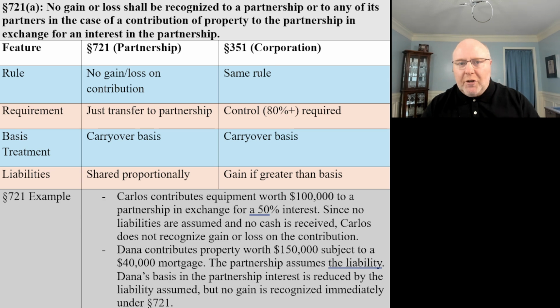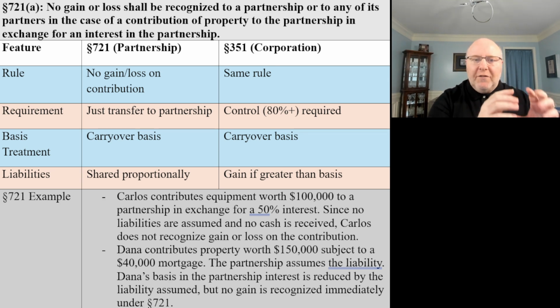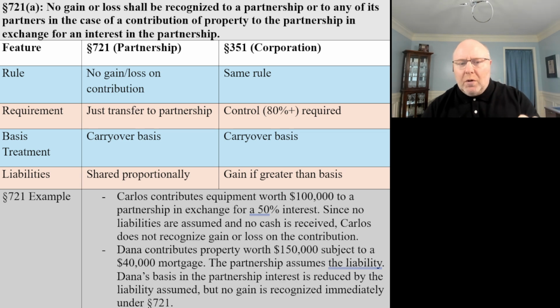This may sound familiar if you've already gone through the corporation videos, and more specifically Section 351, because there's a parallel to Section 351 in a lot of different ways. So 721 partnership formation is similar to 351 corporation formation. I created a visual that shows the rule, requirement, basis, treatment, liabilities, and the examples. The blue items, for the rule and the basis treatment, are basically the same as a corporation. The red is where there are some differences between the two. So let's look at the differences between partnership Section 721 and corporation Section 351.